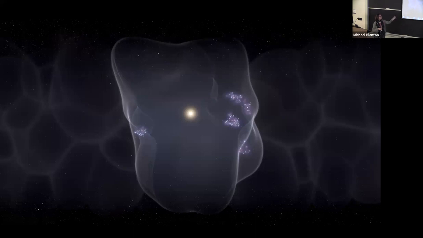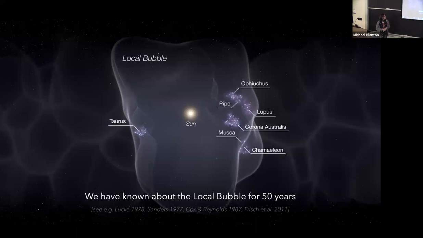And so we know of the local bubble as being defined by three attributes. So first, it's lower density than the stuff around it. It contains gas that's more highly ionized. It also contains gas that's hotter. And so we've known about this local bubble as this cavity in space for about 50 years. So going back to the 1970s, we've always known that we've occupied a special region in space.